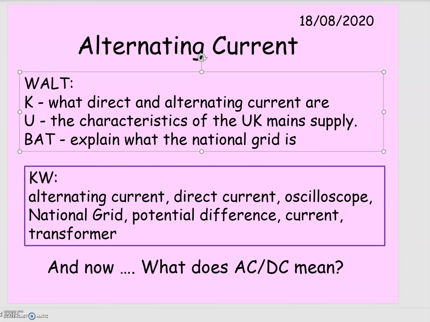So we will be looking at another physics video for you, and today we are focusing on alternating currents. What is the difference between an alternating and a direct current, and how does the United Kingdom have its current supplied to your house using the national grid?